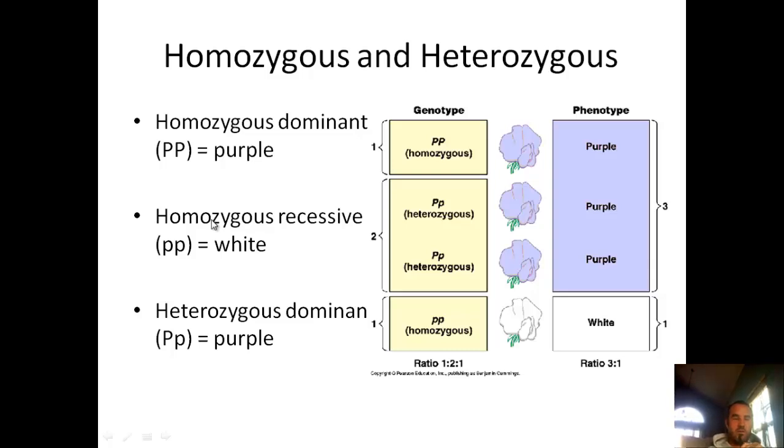And then there's one more type, which is heterozygous. If you're heterozygous, you have 1 copy of the dominant and 1 of the recessive. And it doesn't matter which way you write the allele combination. Heterozygous is just showing that you have 1 of each copy of the allele.